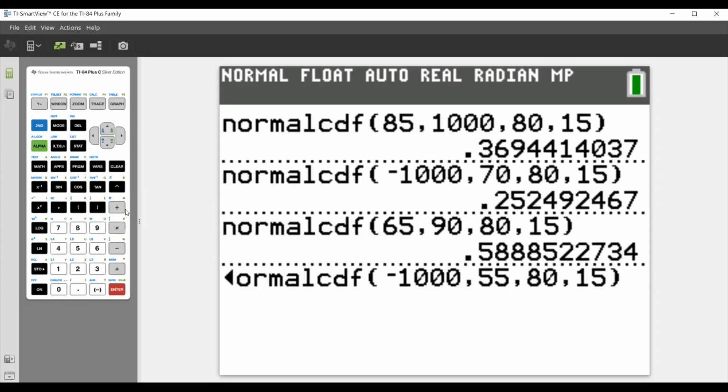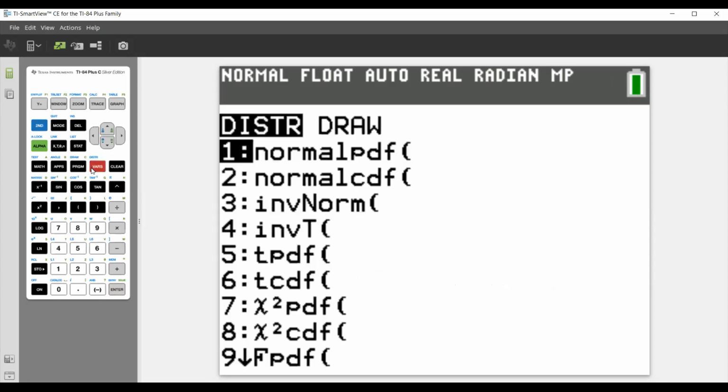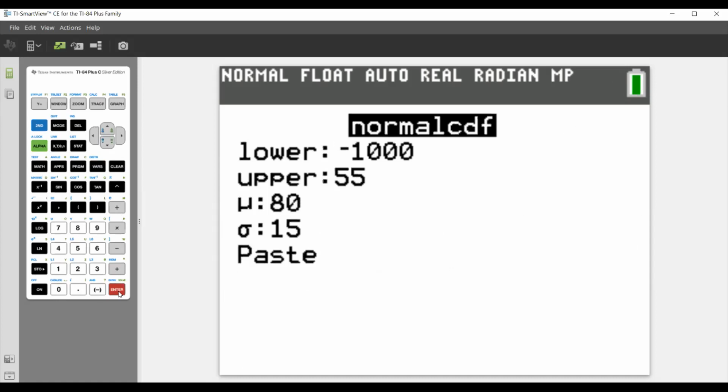Then I'm going to put a plus because this is one of those OR questions. What's the probability that they scored greater than 85? So again, I'll repeat the normal CDF. And this time they scored greater than 85, which is a right tail problem. So I'm going to put 85 as the lower endpoint. Positive 1,000 is the upper endpoint. Everything else is the same.